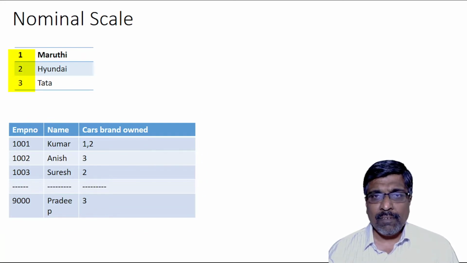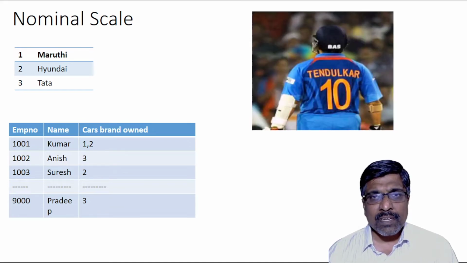So here the 1, 2 and 3 I've given does not have any meaningful value. It is just a number we are using for labeling. Let me give you another example of a nominal scale. Let us take the jersey numbers of popular cricketers in India. We all know Tendulkar used to wear jersey number 10.